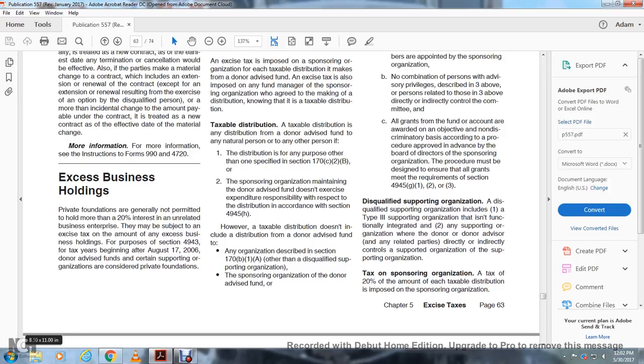Alright, excess business holdings. Private foundations are generally not permitted to hold more than 20% interest in an unrelated business enterprise. They may be subject to an excise tax on the excess business holdings under Section 4943. For tax years beginning after August 17, 2006, donor advised funds and certain supporting organizations are considered private foundations for this purpose.